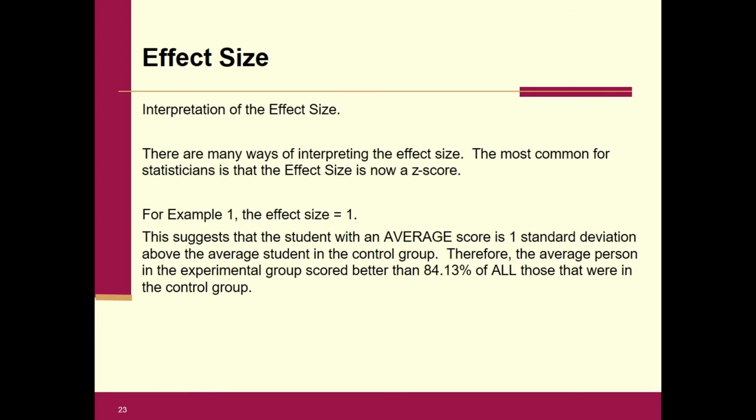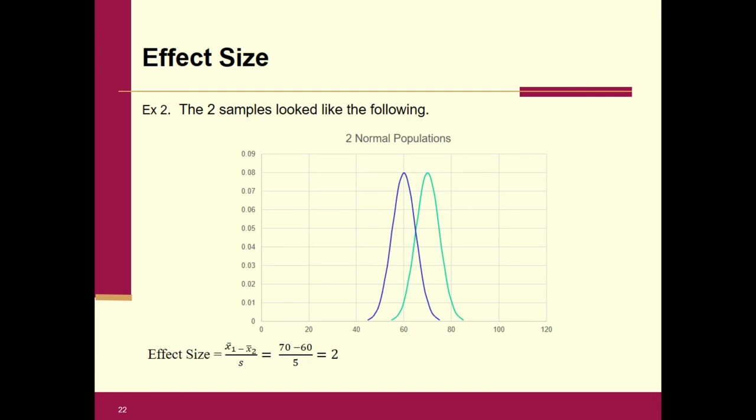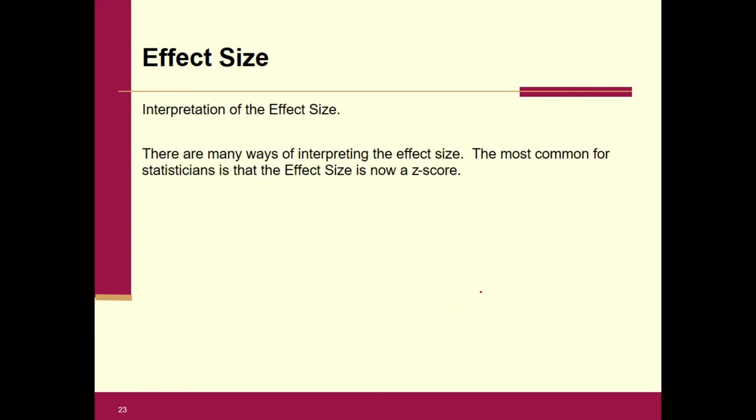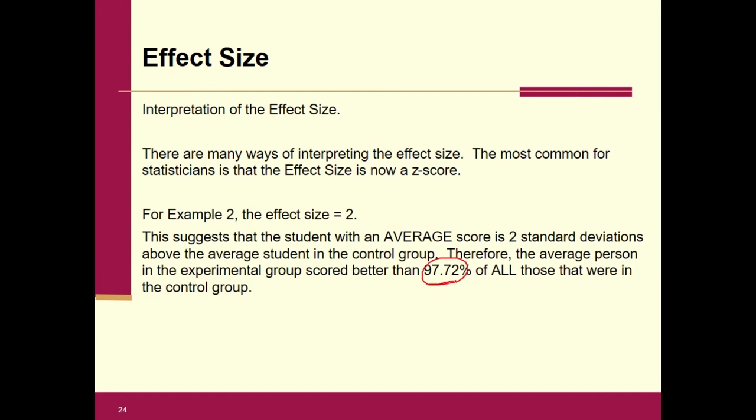So if you go back to that graph, here's the graph again. Let me get my pen out. Here's the average person from the control group, and notice how much of the students are below just the average person over here. So that's 2 standard deviations. Notice that's a lot. And again, if you went to the standard normal and looked up a z-score of 2, that's where I'm getting this number, 97.72%.